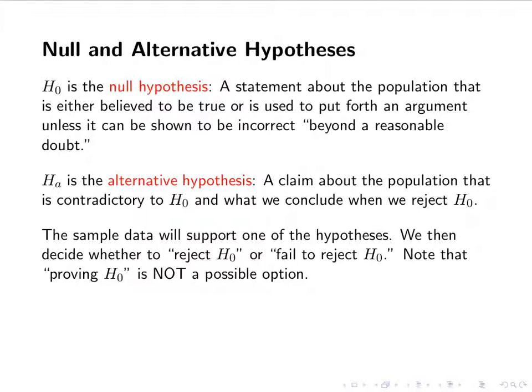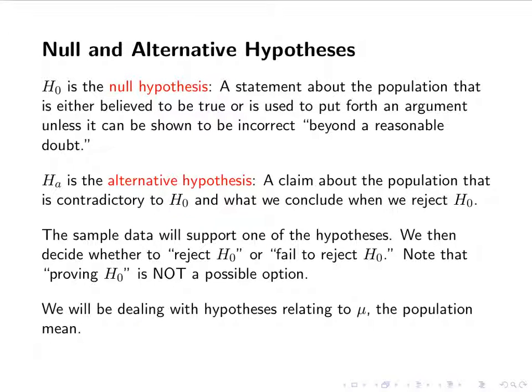We then decide whether to reject H naught or fail to reject H naught. Note that proving H naught is not a possible option. We don't prove any of them, we either reject it or we fail to reject it. We'll be dealing with hypotheses relating to mu, the population mean. In general, you can have a hypothesis test about any population parameter, but we're going to stick with mu, the mean.